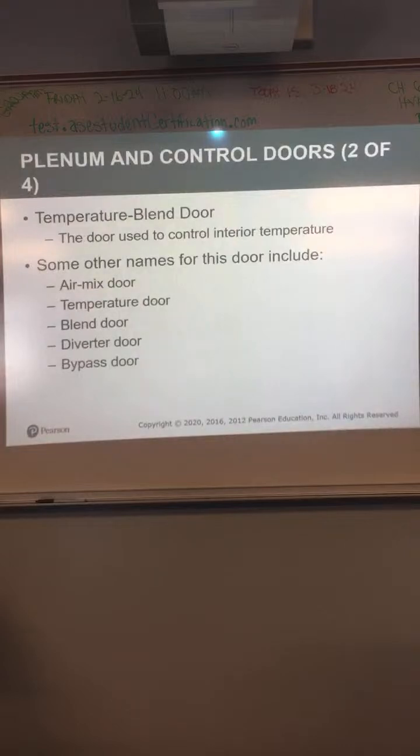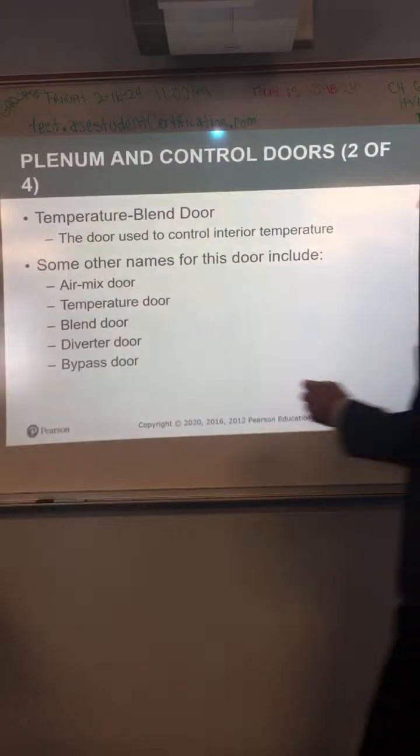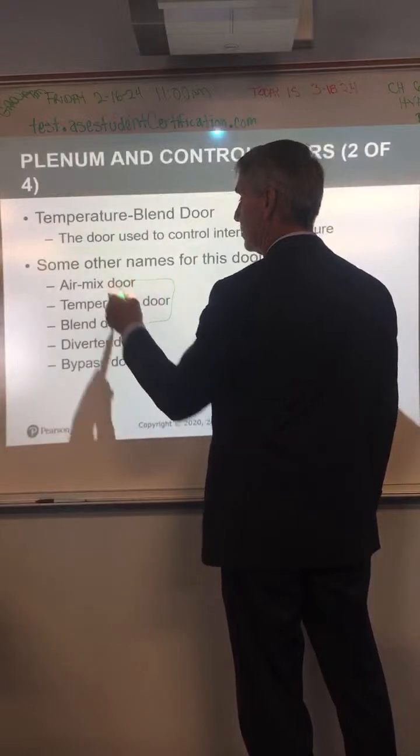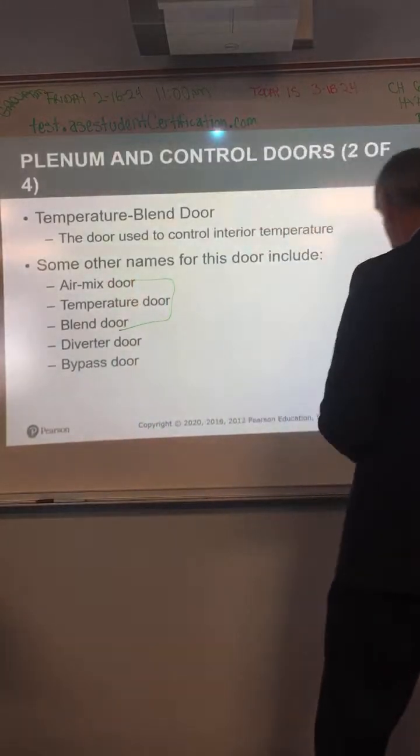Your temperature blend door all that does is control the interior temperature based on whether you have it in the blue or the red position or somewhere in between. I'm sorry, blue. I keep saying green. I'm thinking of traffic lights, I guess. Okay, blue or red. Some other names for that temperature blend door are air mix door, temp door, blend door, diverter door, bypass door. The last two you won't see too much of. 90% of the time, it's going to be called temperature blend door, air mix door, something like that.